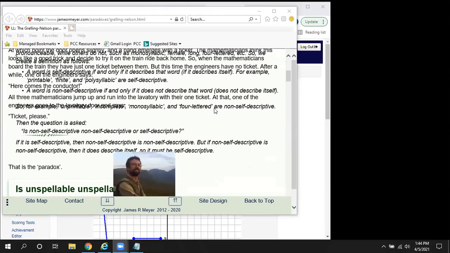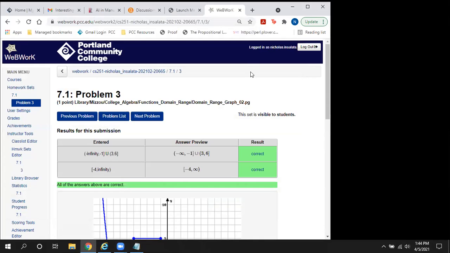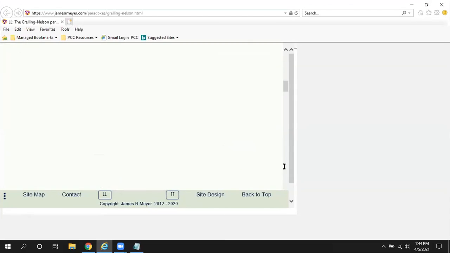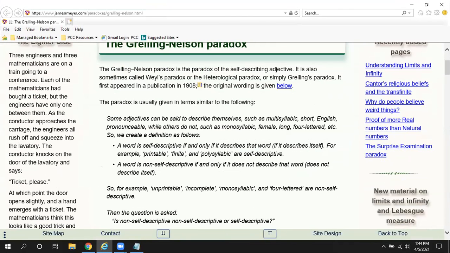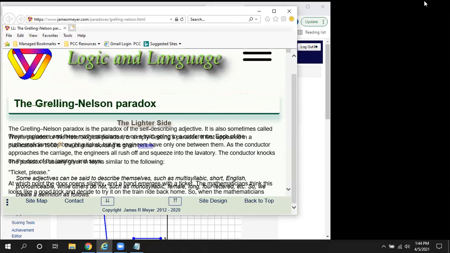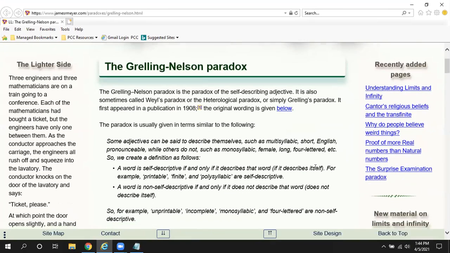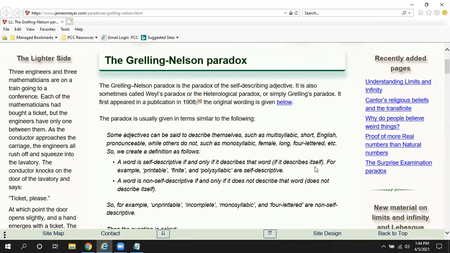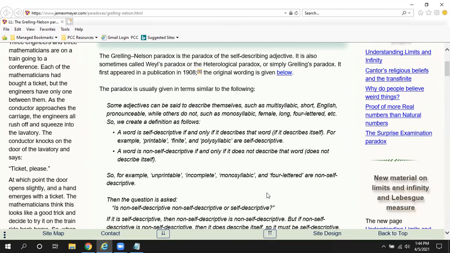Oh boy, that's a hot mess. There we go. That's better. Okay, well, I can't look at the chat window. Sorry, guys. Yeah, monosyllabic, four-lettered are non-self-descriptive.